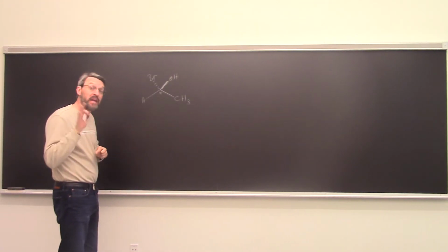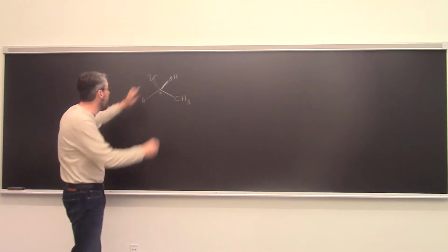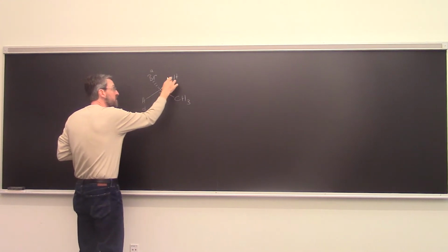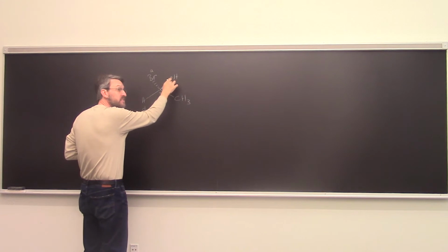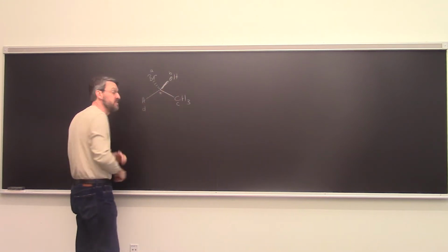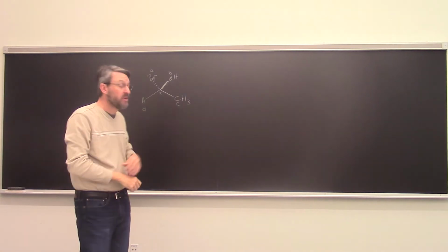So again, it's atomic number, right? Bromine is 35, so that's going to be A. Hydrogen's number 1, that's always D. We have oxygen and carbon, right? Oxygen is, what, 8 up there, so that's going to be B. Carbon is 6, that's going to be C. Okay, so we've assigned our priorities.